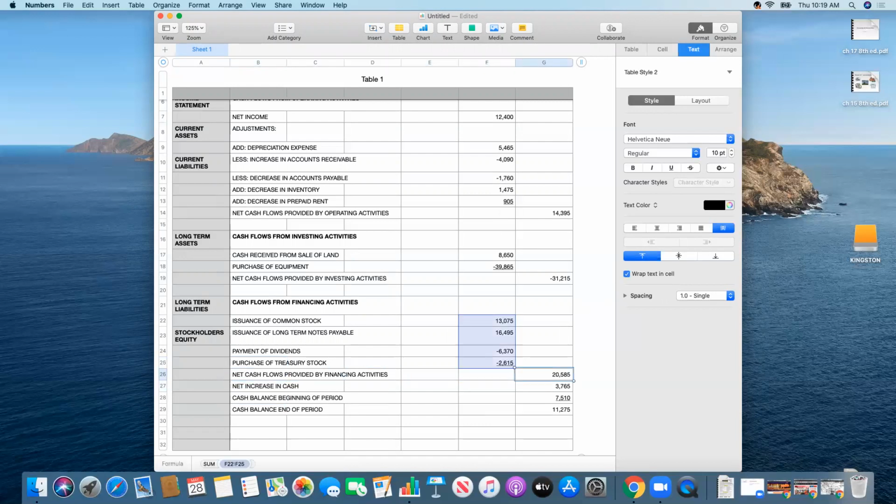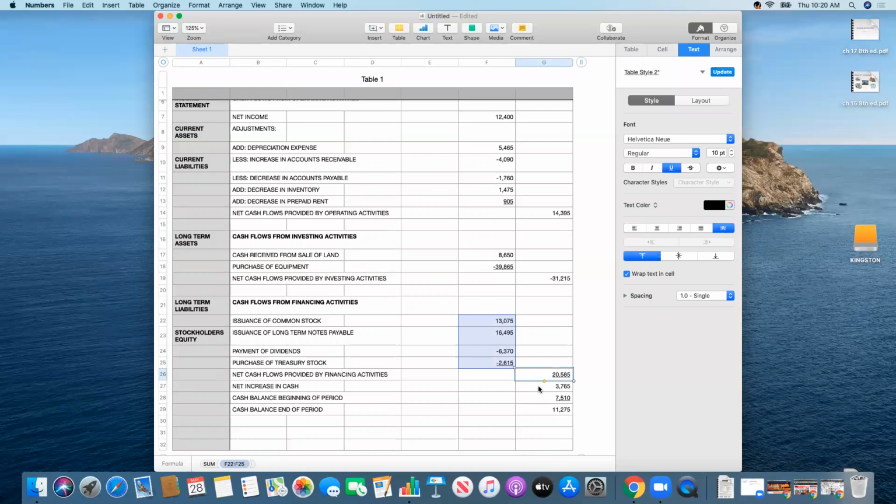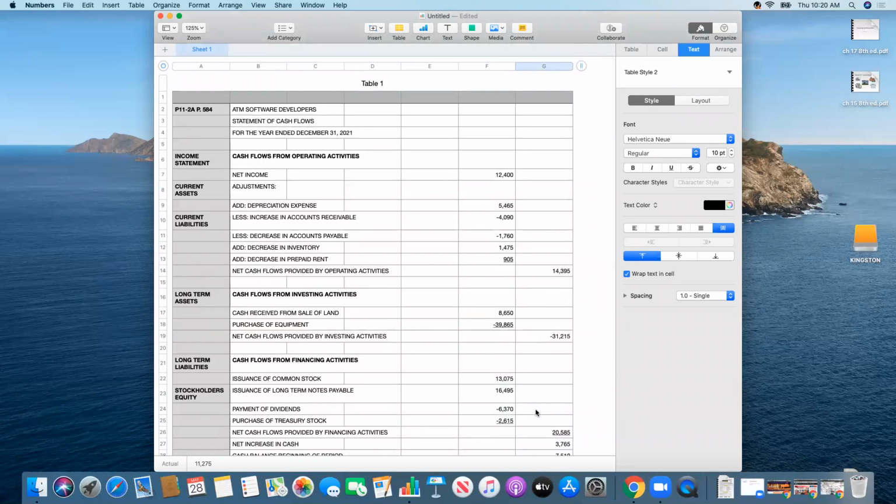Right, and then do the math. I'm going to take this 20,000, take these three numbers, 14,395 minus 31,215 plus 20,585. And when you add those three numbers together, it should come out to 3765, right? Which it does, right? Because I've already done the math. Underline that, okay? Take that 3765, add it to the beginning amount of cash, and there's your ending amount of cash. So these numbers came right off the balance sheet, right? That was the beginning cash, that was the ending cash. Okay. So that's problem 11-2A.